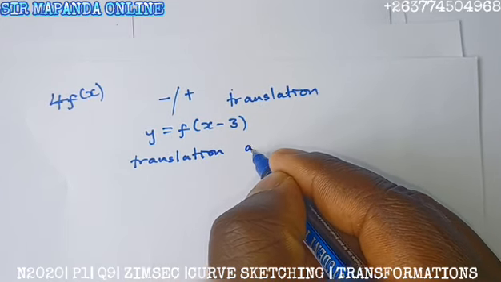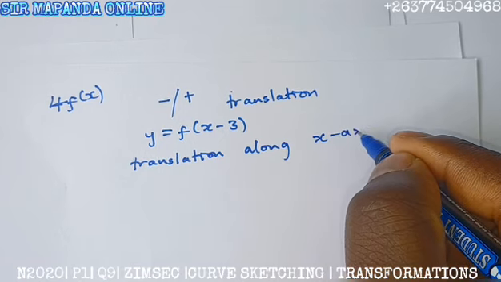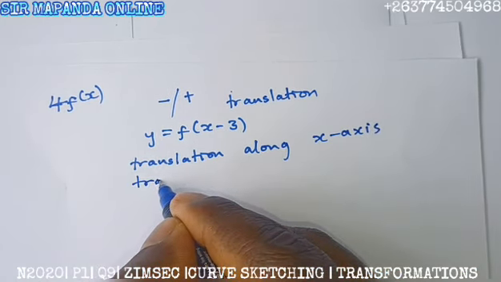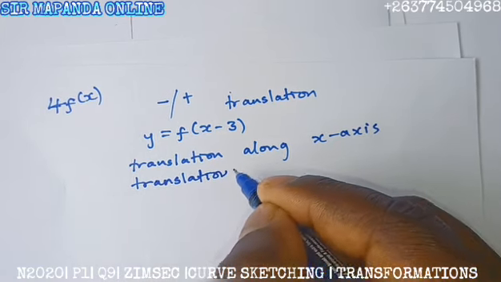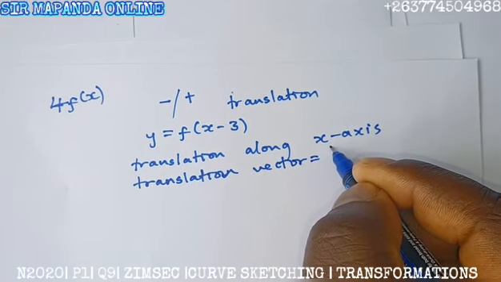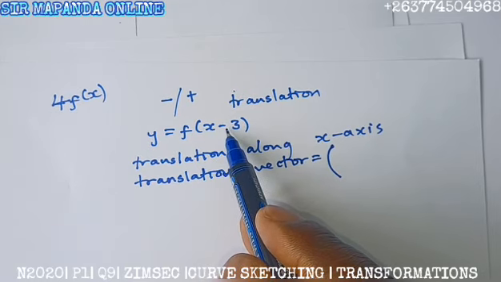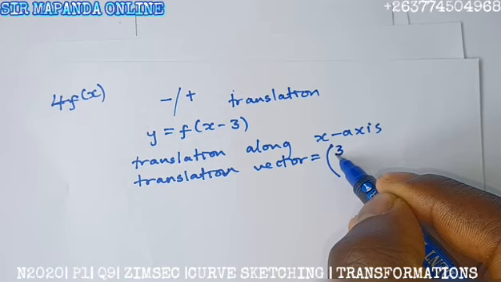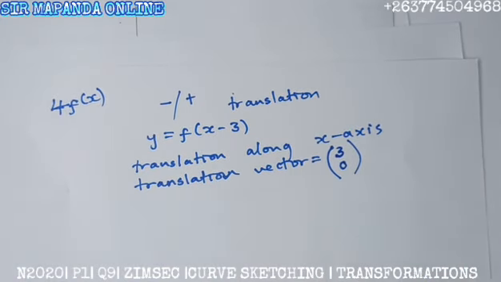It's translation along the x-axis direction. So for translation, you attach what you call a translation vector. You need to attach a translation vector. So here, if you have minus 3, you take minus 3 as you put 3 here, then you put 0 below. I hope you are following.